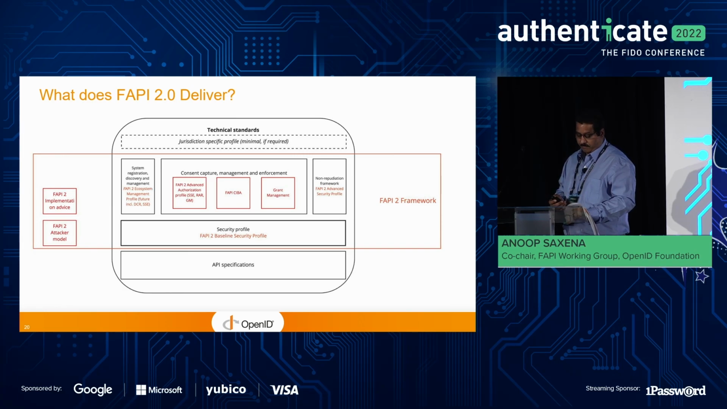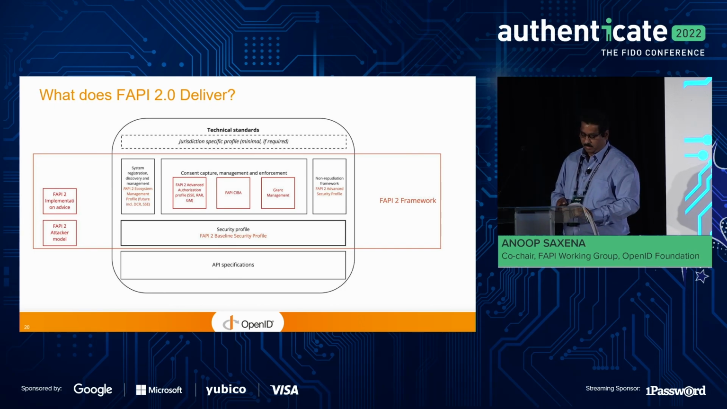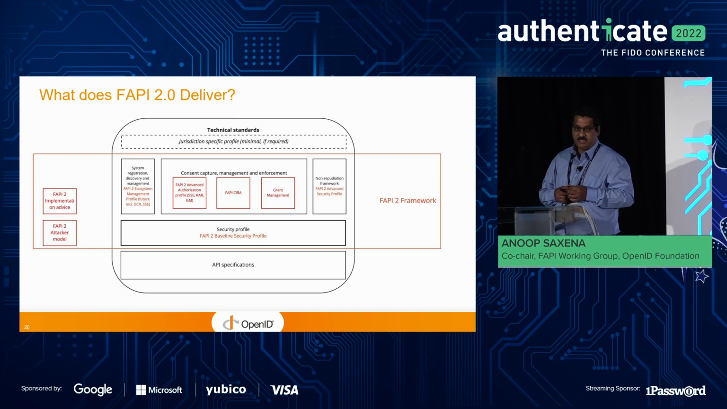In the FAPI advanced profile, we cover the non-repudiation framework. We also have a baseline profile, for use cases that do not require a high level of security. They can still adopt the baseline profile. And the last one is the API specification. Since each API specification is within the industry and within the local jurisdiction, it's out of scope for OpenID.